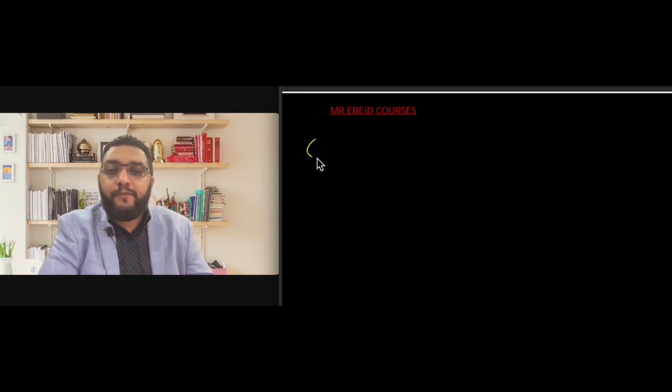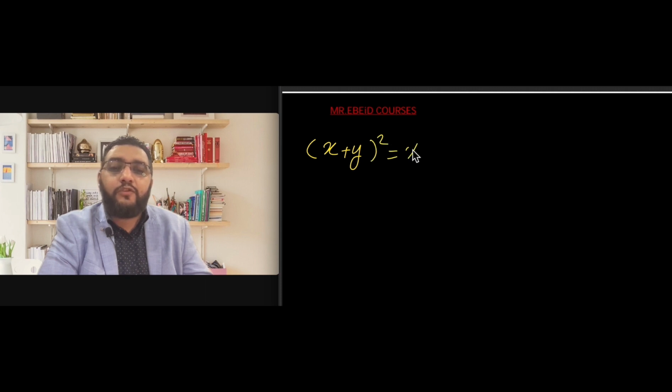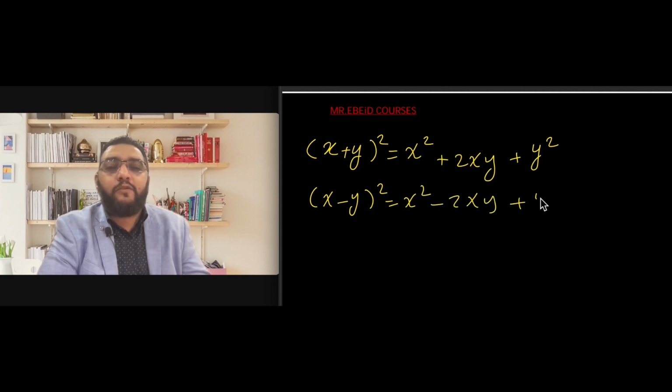Okay, you know that if we have a perfect square like x plus y all squared, this will be x squared, second squared, which is y squared, then 2 times first times second, which is 2xy. Also, if we have x minus y all squared, it will be x squared minus 2xy plus y squared.